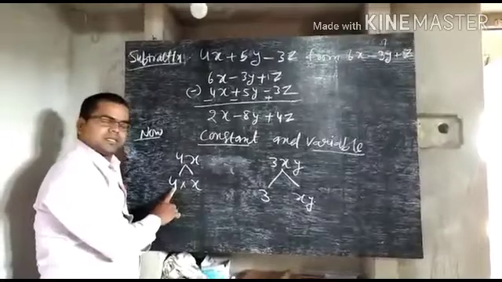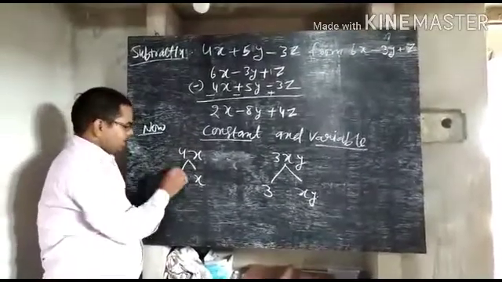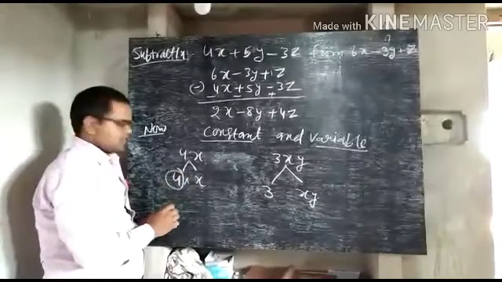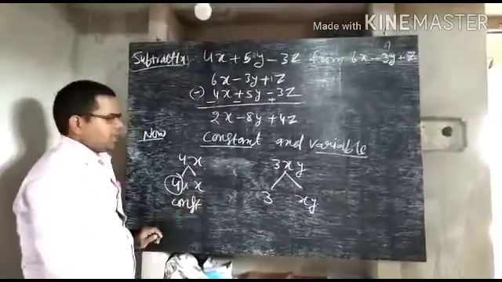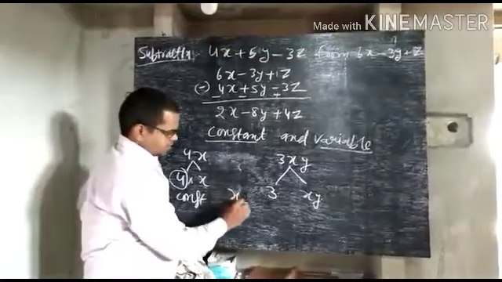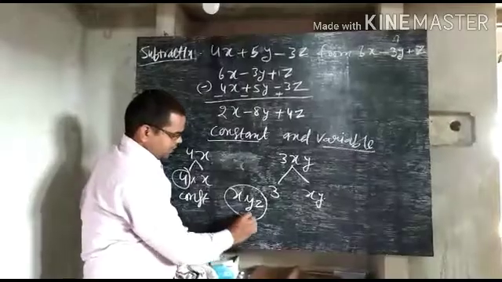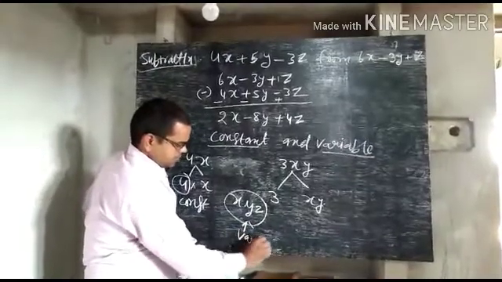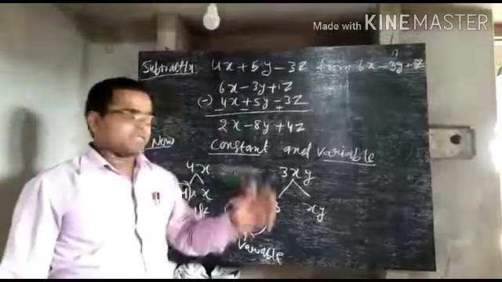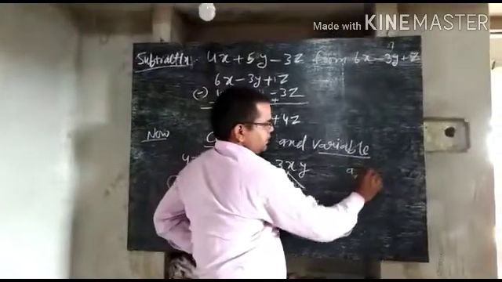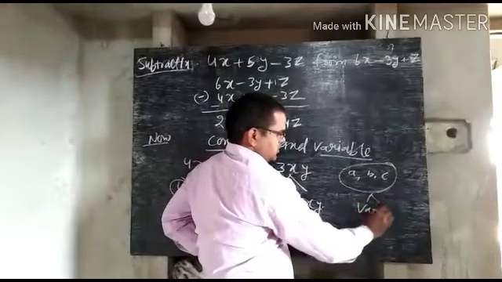So 4 is a constant and x is a variable. Any counting numbers are known as constants, and x, y, z are also variables. In many books they write A, B, C, which are also known as variables.